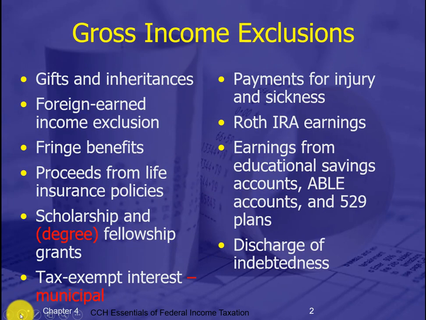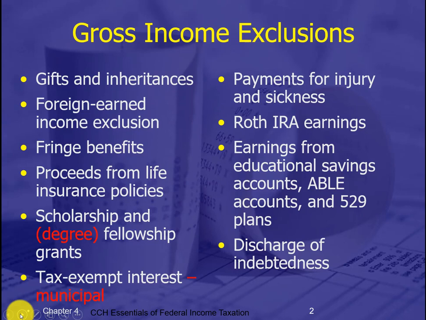So here are some things that are excluded specifically in the tax law. Remember, everything is included in gross income unless specifically excluded by law. Gifts and inheritances, there's an exclusion for income that is earned outside the United States if you live there a sufficient amount of time. Certain fringe benefits, life insurance policies, scholarship, as long as you are degree seeking, and fellowship grants. Municipal interest, tax-exempt interest, that's by state and local government, school districts, that sort of thing. They pay interest on their bonds, and that is excluded.